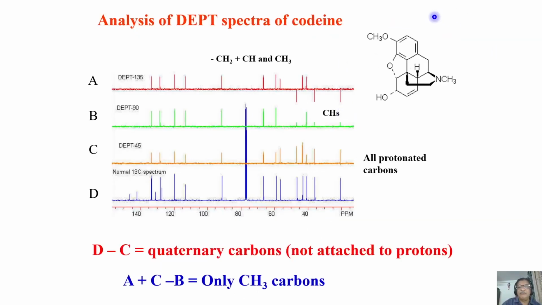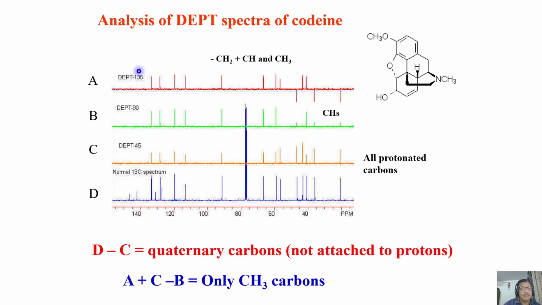So this is a bigger molecule like codeine, which is taken from the literature. You can see various combinations you can do. If A, B, C, D, D is the normal spectrum, and in this case, C has all protonated carbons coming at 45. Scale it, and then take the difference between these two, and you will get only quaternary carbons. Similarly, you take A plus B.